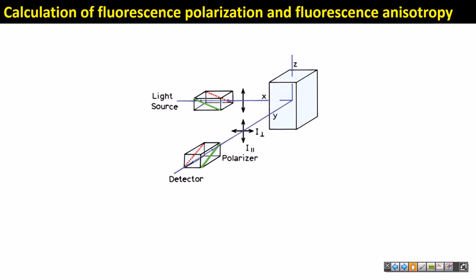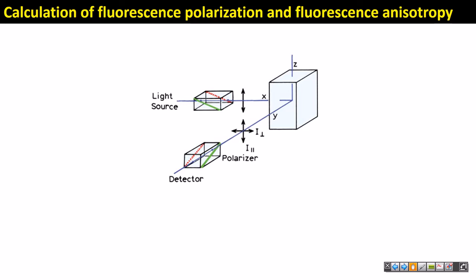Here I am showing an instrumentation picture of how it works. Again, this is the light source, this is the polarizer, and you are getting vertically polarized light here, which is parallel. Then this is your sample, and this is the detector, and before that there is a polarizer. By rotating this polarizer, you will get two components of the light.